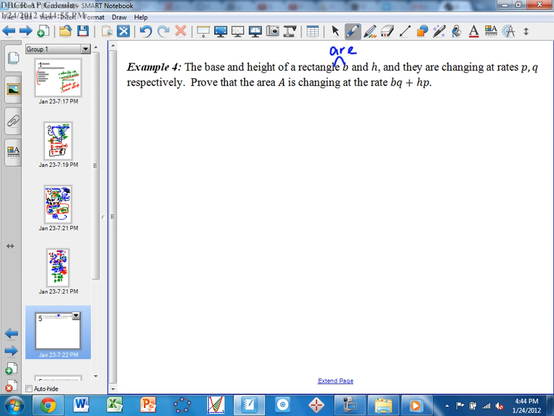So the rate at which the base is changing corresponds to P. The rate at which the height is changing corresponds to Q. Again, the base and height of a rectangle are B and H, and they are changing at rates P and Q. So dB/dt and dH/dt are represented by P and Q. Prove that the area is changing at the rate BQ plus HP. All right, well, what do we do? Start with a diagram. We have a what?